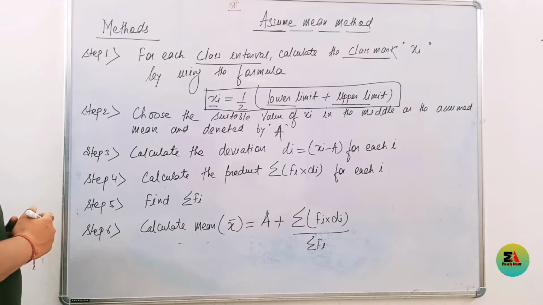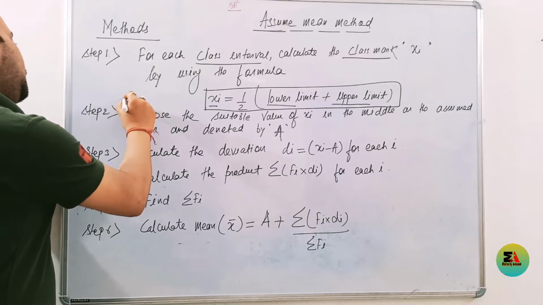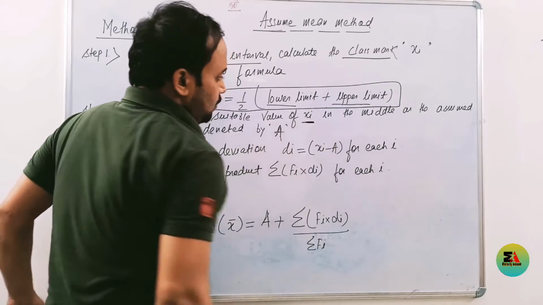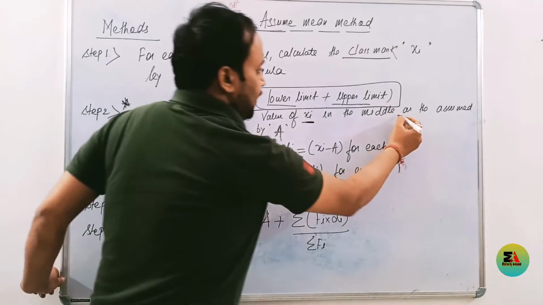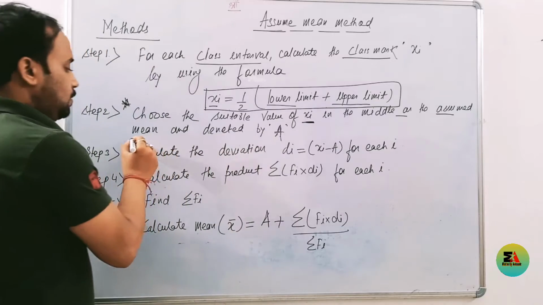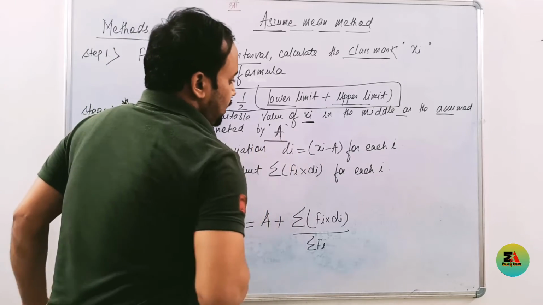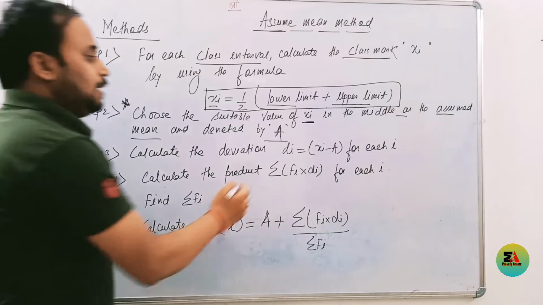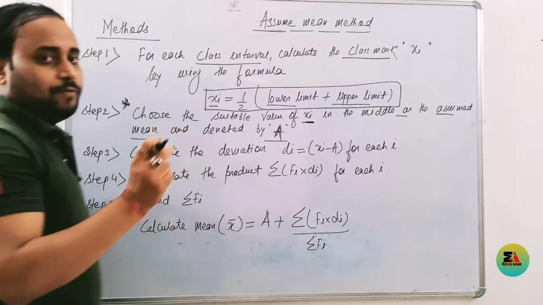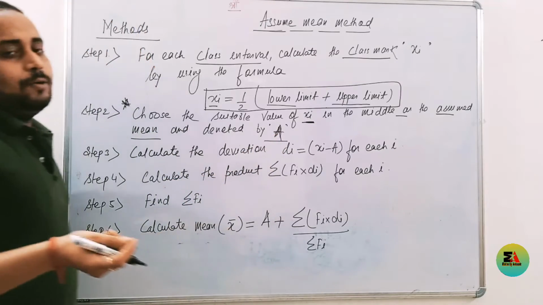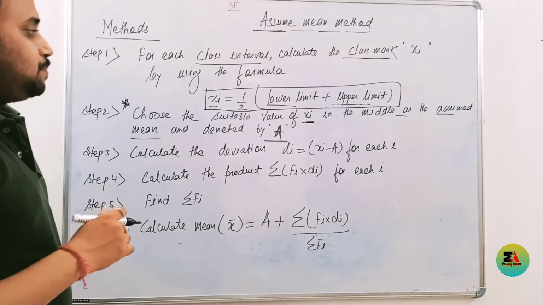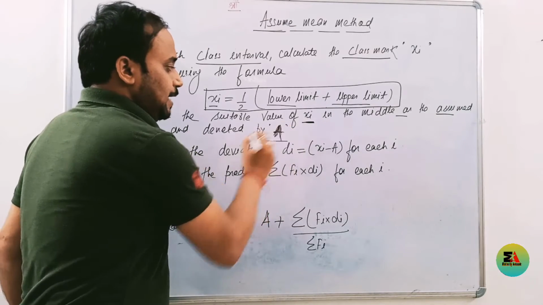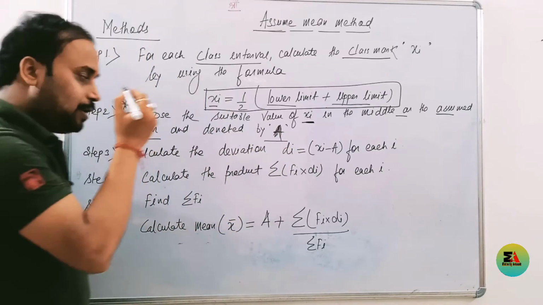Now step 2 is very important. Step 2 is to choose a suitable value of class mark, as the middle one, as our assumed mean, denoted by A. We have to find the different class marks of the different class intervals and assume some specific one as A. We can choose any one, but most probably we choose the middle value, known as the assumed mean and represented by capital A.